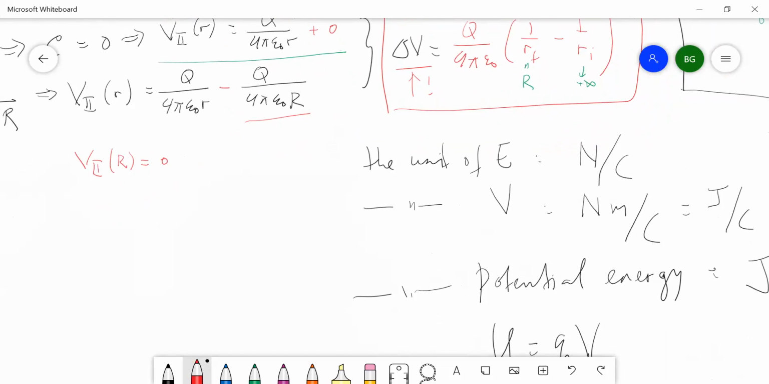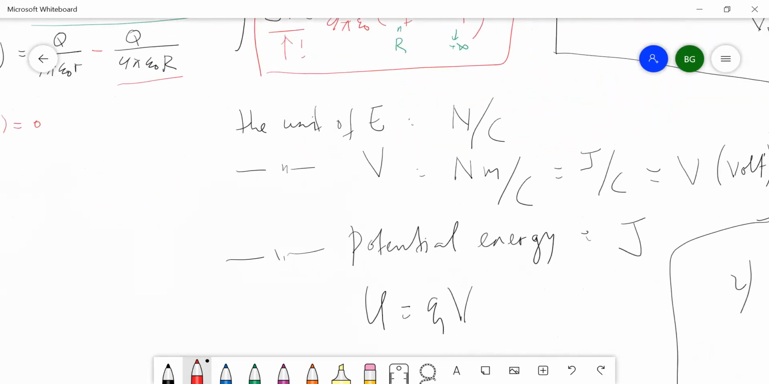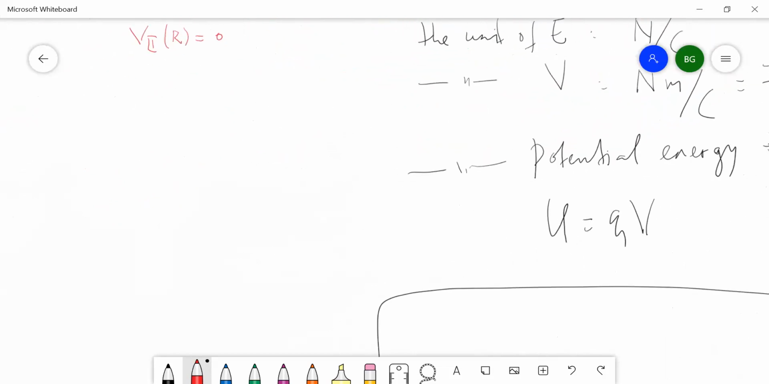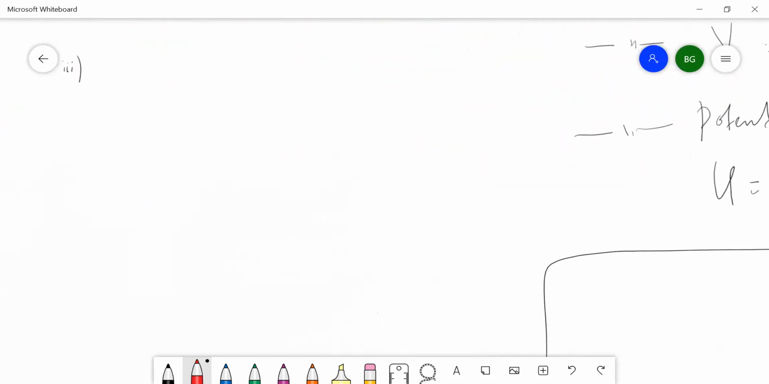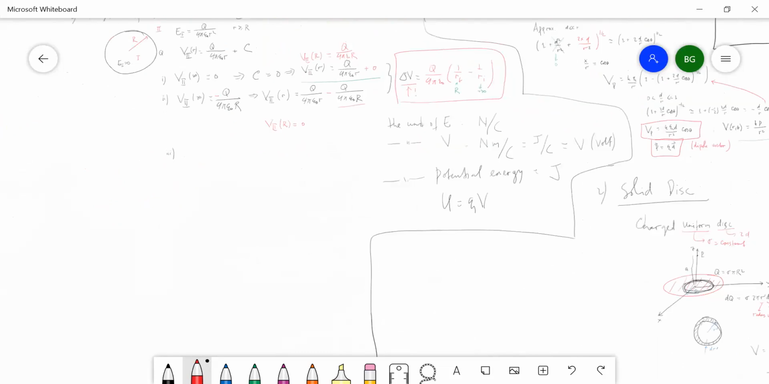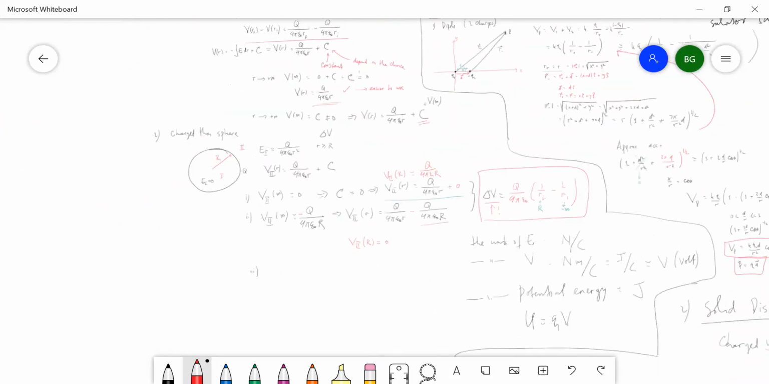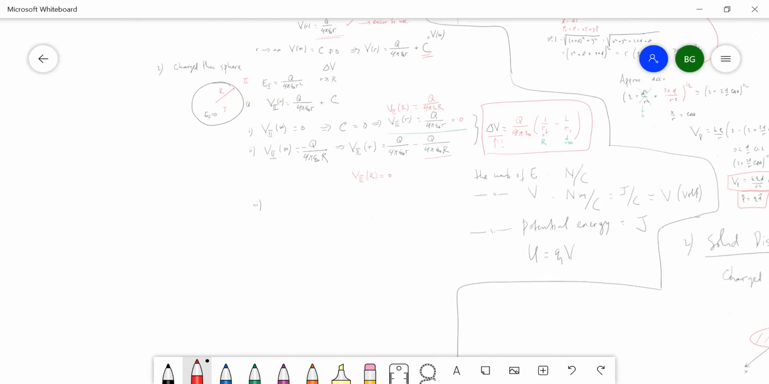Okay, so this is the unit. The unit of E, the electric field, is Newton over Coulomb. But the unit of potential is Newton meter per Coulomb, or Joule per Coulomb. So the energy potential is in Joule in this case. Any question? No. Okay.